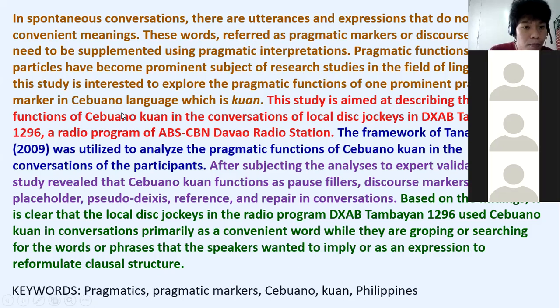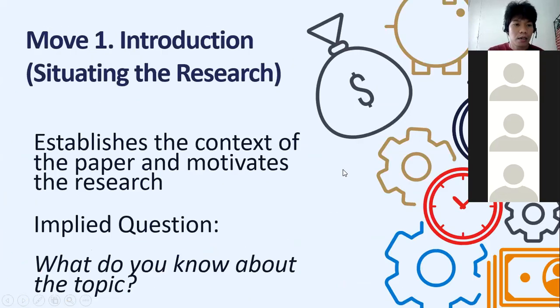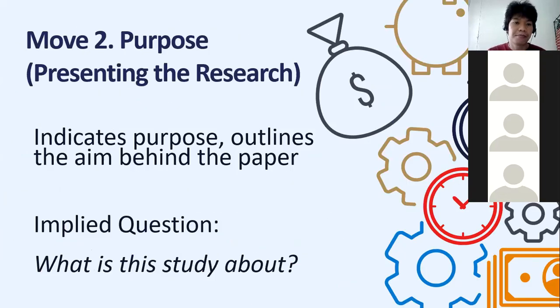So the one that's being highlighted with color brown, this is the move 1. The color red, this is the move 2. The color blue, this is the move 3. The color purple, this is the move 4. The color green is the move 5. So the first one, the color brown, is the move 1, the context of your study, which is the introduction.